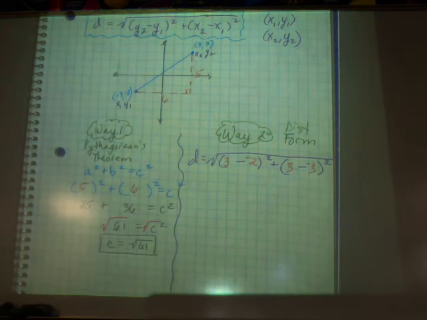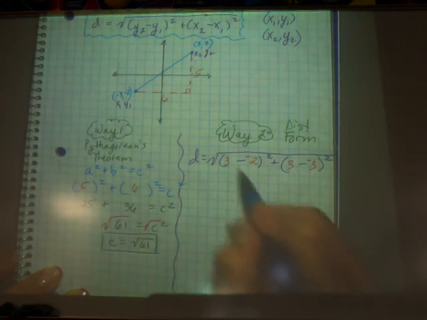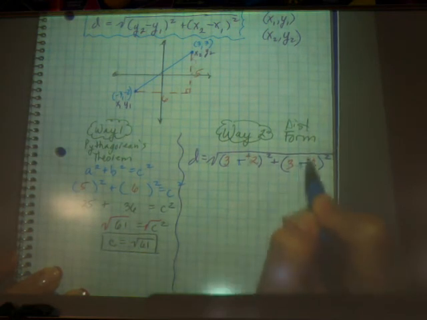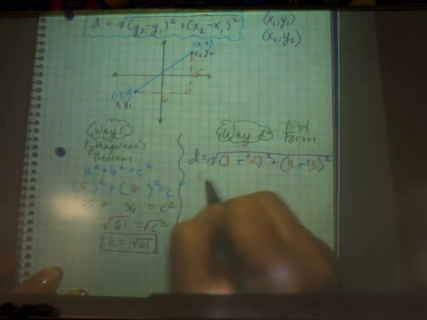What do you have to remember to do before you square? Right here, what do you have to do? Add the opposite, right? Plus, plus. And so I end up with, don't drop off that square root.